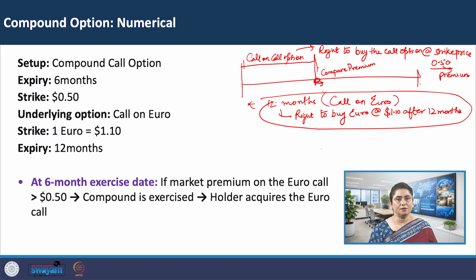This is incredibly useful for companies with contingent exposures. For example, a firm that has a bid on a foreign contract and won't know the outcome for 6 months. If they win, they will need currency protection for the 6 months. If they lose, they need nothing. The compound option lets them secure the right to buy protection later at a known price without fully committing upfront.